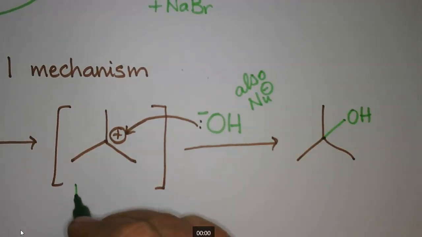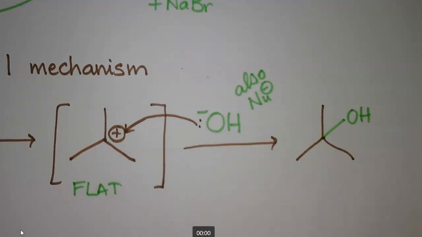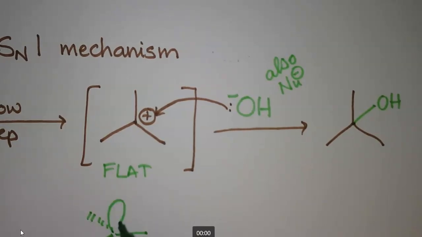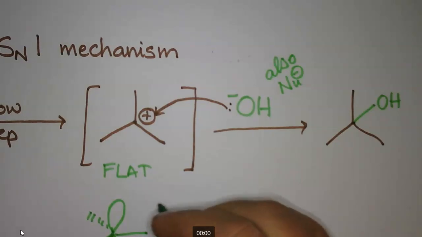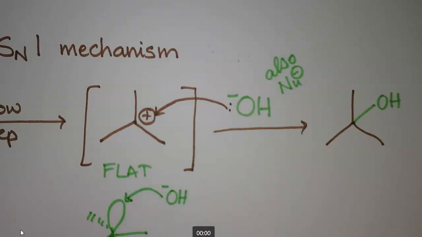What do we know about this? It's flat. So I'm going to try and draw it for you as flat, and it's got a p orbital. So which side is the nucleophile going to attack? It can attack on the top, or it can attack on the bottom.